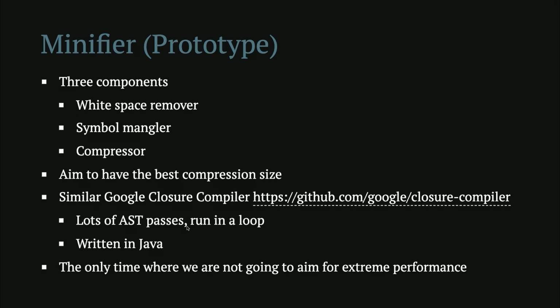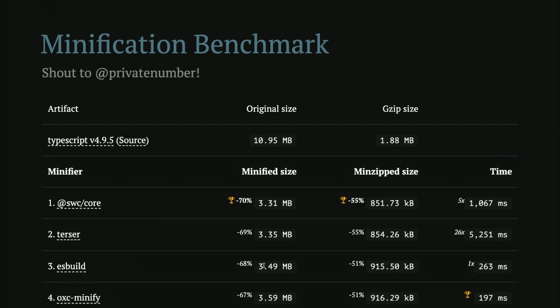And when I talk about performance trade-offs, this is the only time we trade off performance for compression size. So sometimes you go for performance to the extreme, but there are times where you just want to trade off performance for other features. So this time it is compression size. And this is a minification benchmark.